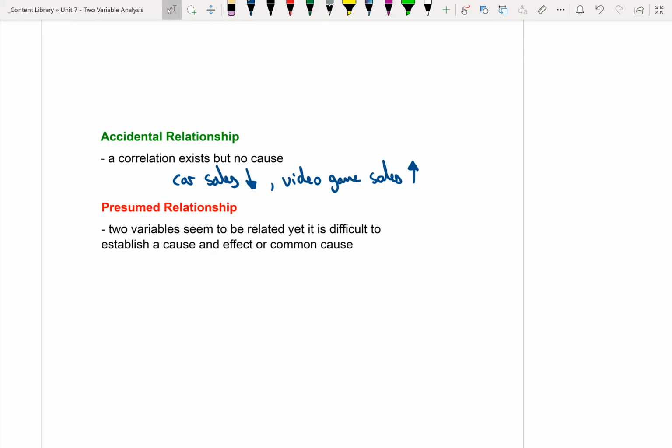A presumed relationship, two variables seem to be related, yet it is difficult to establish a cause and effect or a common cause. So for example, brain tumor rates versus cell phone use. So the two variables seem to be related. However, it's difficult to determine cause and effect between them because there may be too many other variables in play, or it's hard to pinpoint what it exactly causes or which part it actually causes.